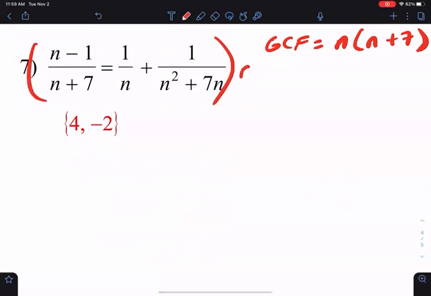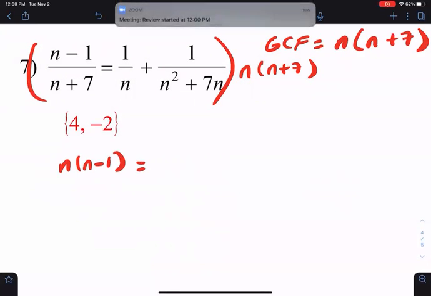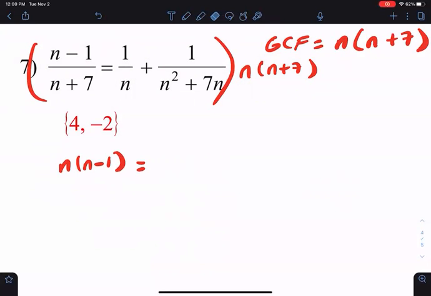So I just need to multiply everything by n plus 7. So that's going to be what's left over. Remember, you're doing this times this times this times that, right? I hope you get the pattern at this point. So if you do the first term by the GCF, we get n plus n minus 1. This is equal to, you do the GCF, n times n plus 7.